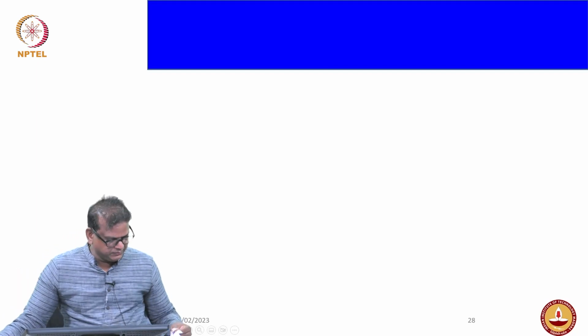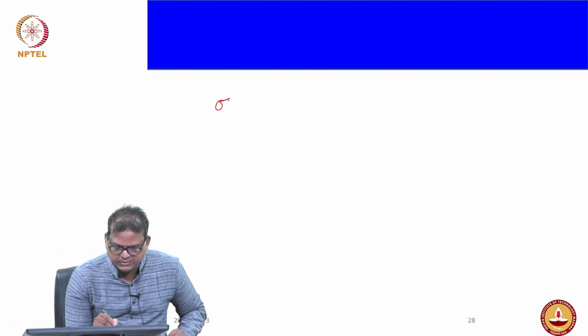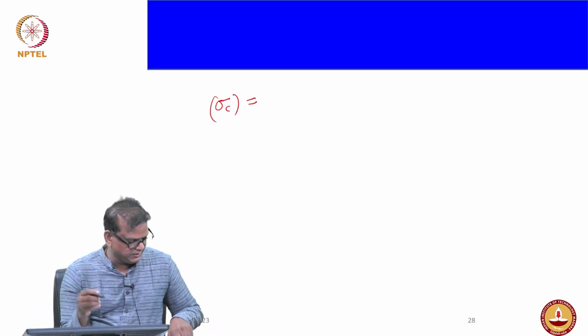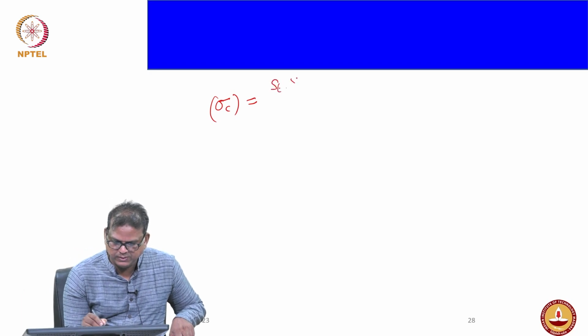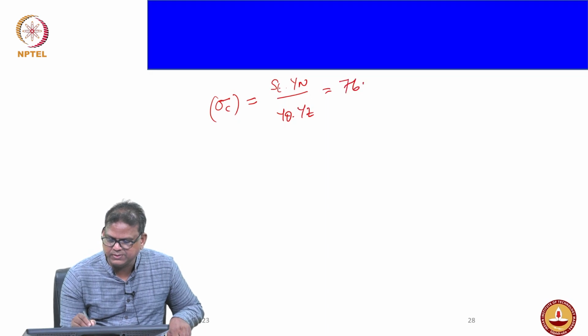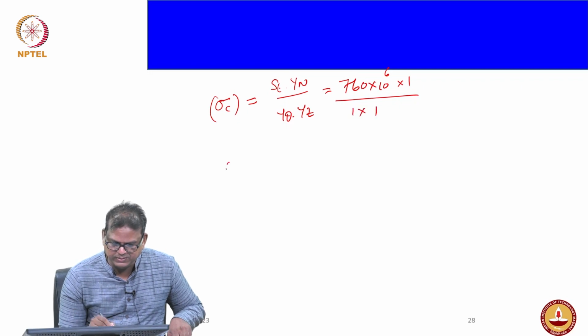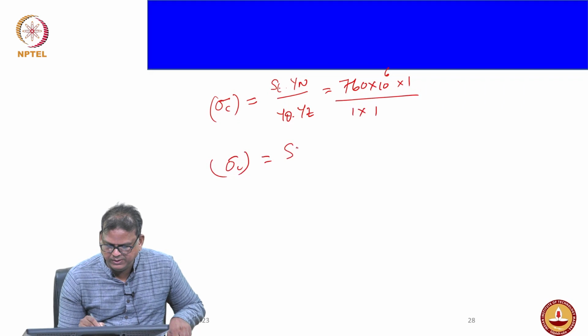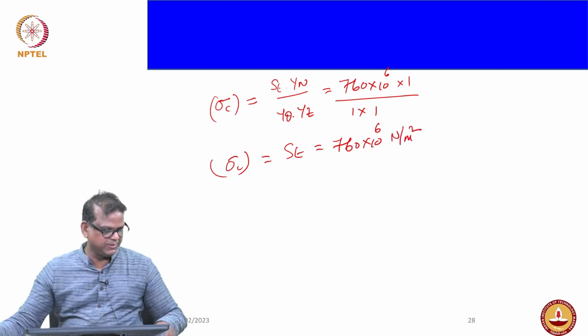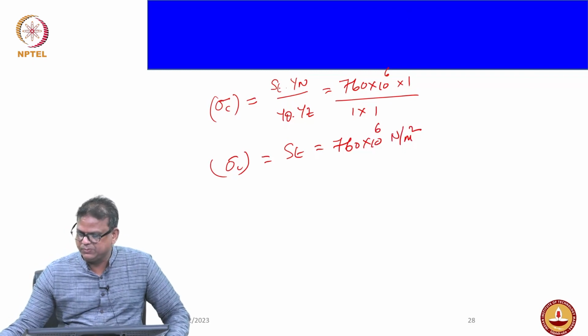So you know the equation, right? Sigma c within the bracket. Sigma c equal to SC, Yn, and Y theta, YZ. SC value we know, 760 into 10 power 6. The other values we have chosen as 1, so there is no problem. Your sigma c will be equivalent to SC, which is nothing but 760 into 10 power 6 Newton per meter square. That is the value given. That's fine. Now we'll move on to the next one.